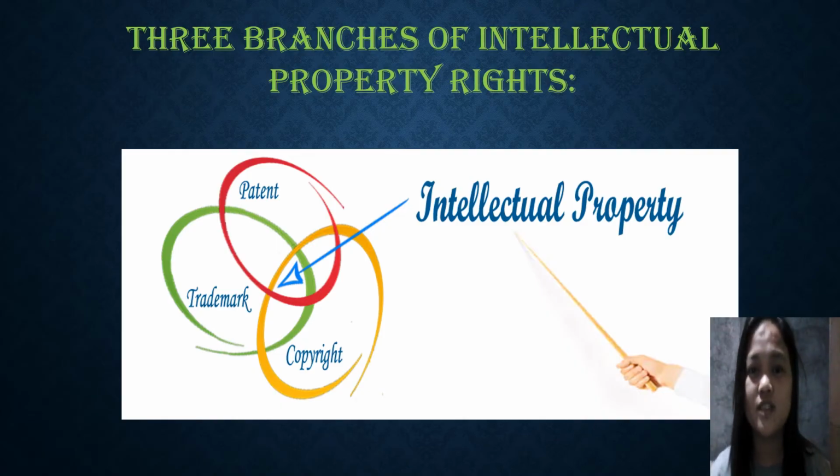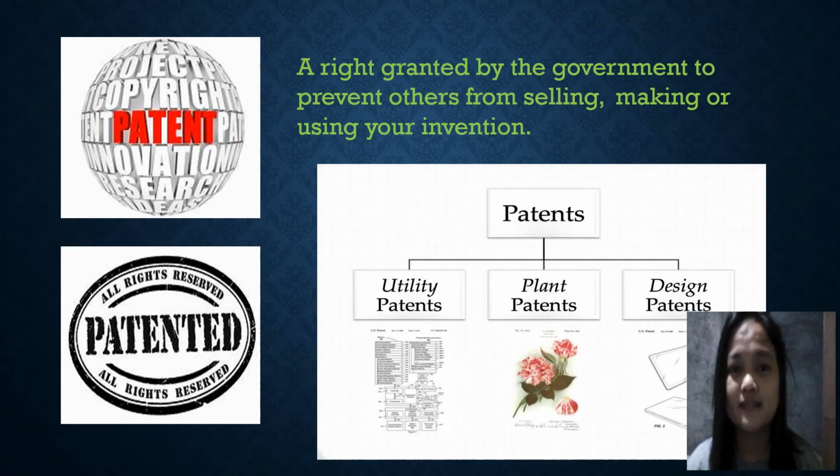There are three branches of intellectual property rights. Number one is patent, next is trademark, and last is copyright. A patent is a right granted by the government to prevent others from selling, making, or using your invention. A patent has a term of 20 years, providing an inventor significant commercial gain in return. The patent owner must share the full description of the invention.